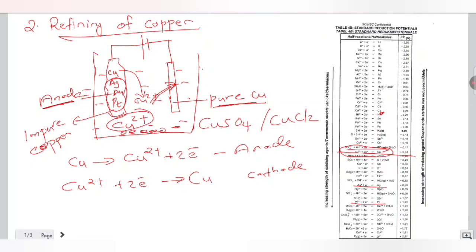And remember, if they are using copper chloride as the electrolyte, how do you see whether it's refining or decomposition? In decomposition, the electrodes are made up of carbon. But in refining of copper, the anode is impure copper and the cathode is pure copper.